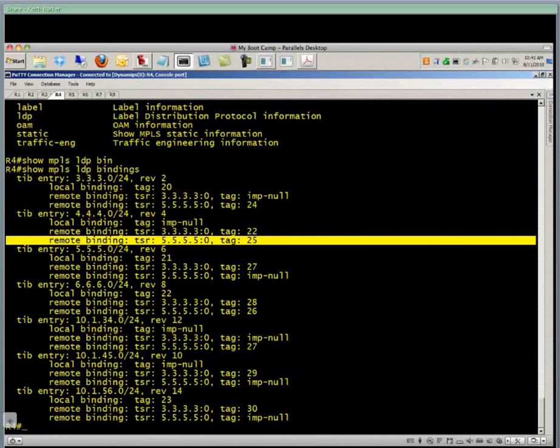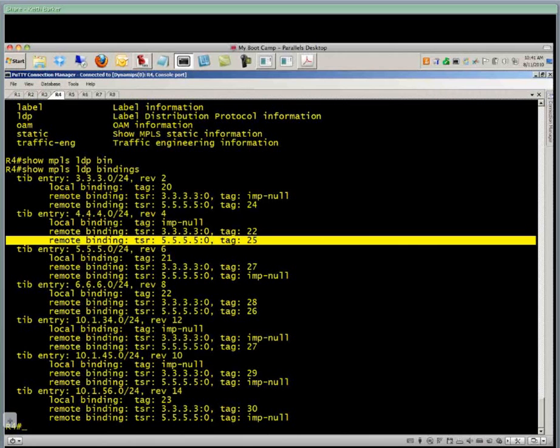And this is called liberal retention. Basically, we're going to remember and keep in our label information base all the labels that are shared with us and advertised to us. So if we have a fault or a failure in the network, it's sort of like a feasible successor with EIGRP. We can go to that backup path and boom, we're on the way.